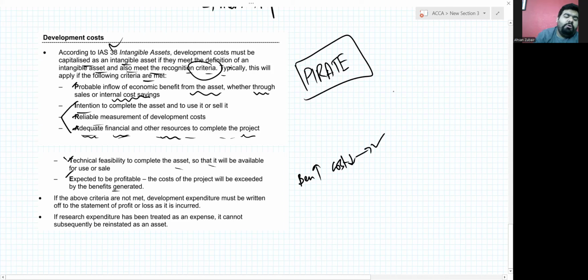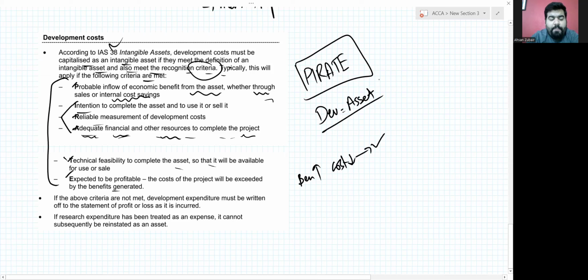So actually these all are the points. If all these points are met properly for the development, then you can say that the development can be classified as an asset, otherwise it will be classified as an expense. That's the point for development. Now if the above criteria are not met, development cost must be written off in SPL. Write off means expense, so you will write it as an expense.